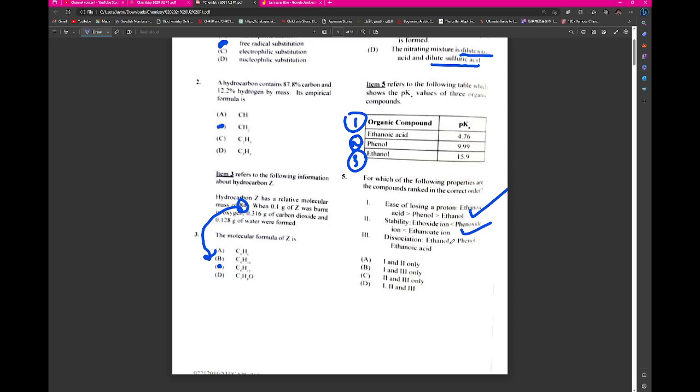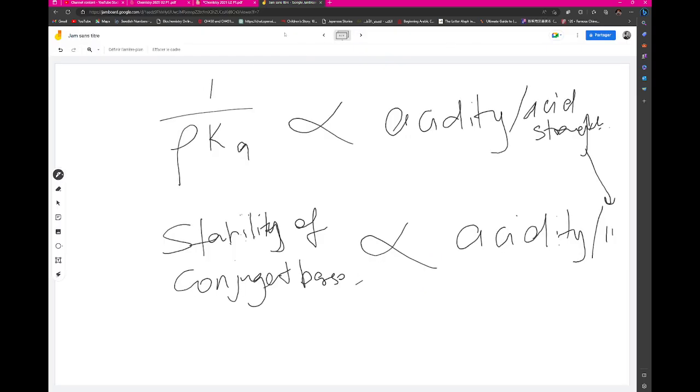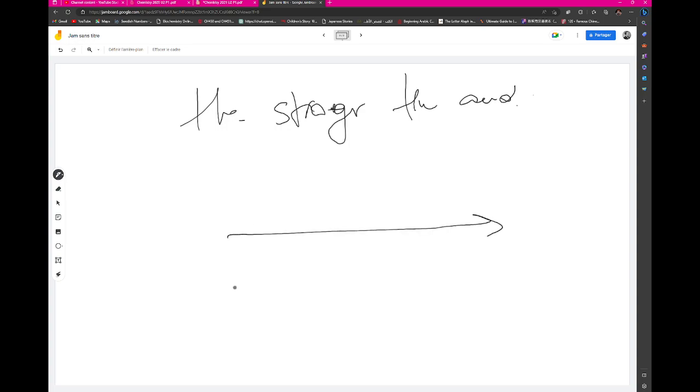Dissociation now. Ethanol has greater dissociation than phenol, and phenol has greater dissociation than ethanoic acid. That is not true. Because remember, when we talk about acid strength, the stronger the acid, the more the equilibrium of the reaction, let's look at this HX giving us H plus ions plus X minus, the more the equilibrium leans to the right.